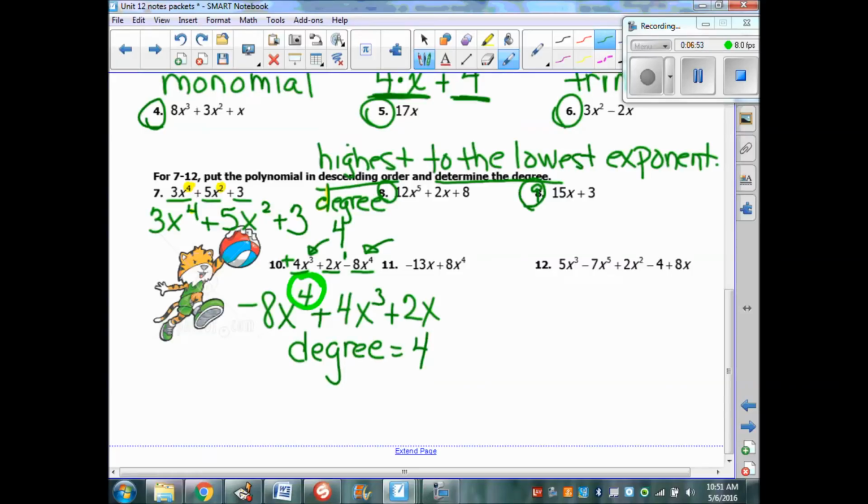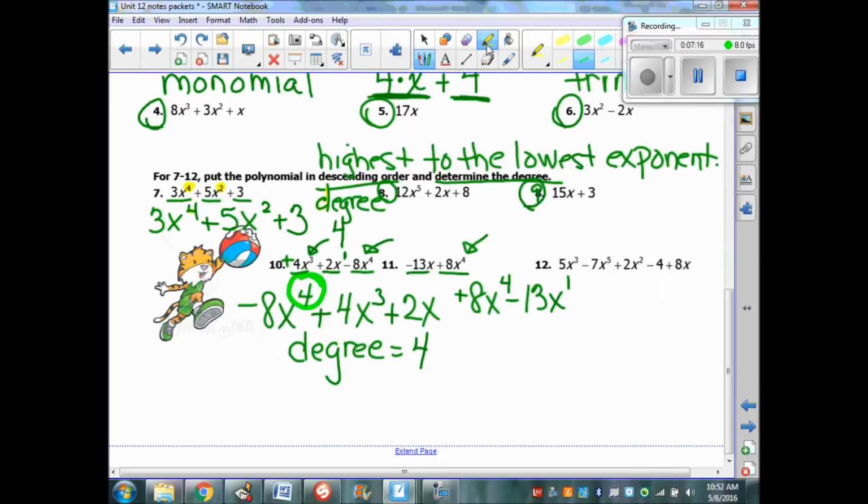Let's do number 11. So let's underline our terms. Highest exponent is x to the 4th. So 8x to the 4th. You could put the plus there if you wanted to, but you don't have to because it's in front. And then minus 13x. My exponent is 1 there, so I put it in order.